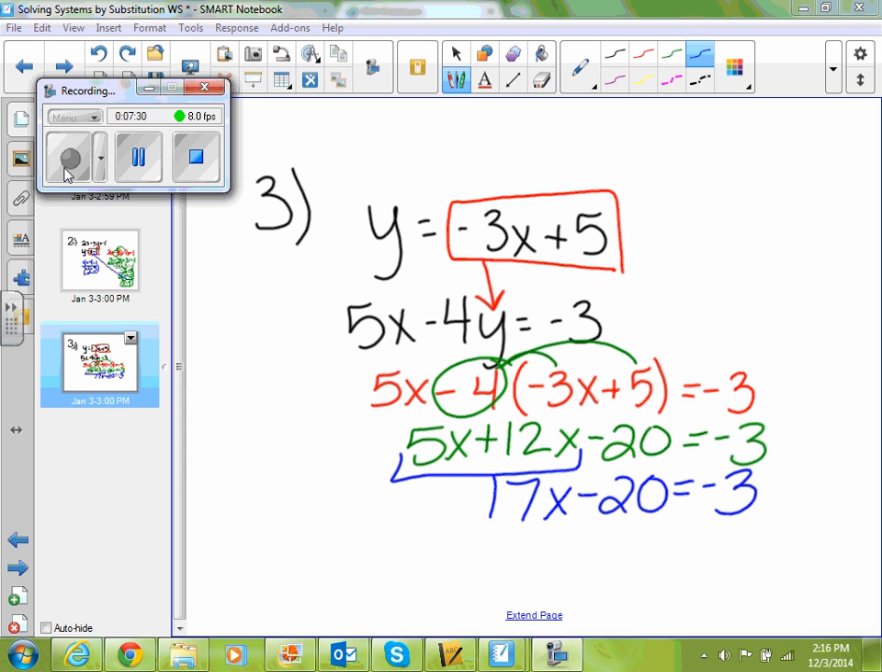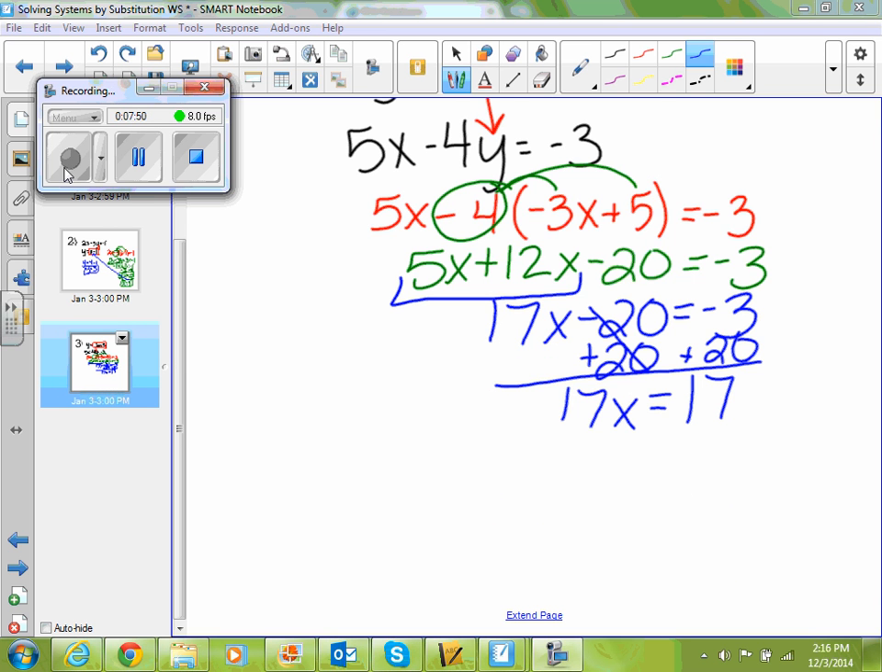Alright, so Fawn, what do I do now to solve for x? What do I do next? Add 20. What's negative 3 plus 20? 17. And Kyan, what do I do last? Divide by 17. So what does x equal? 1. There we go. So x equals 1.